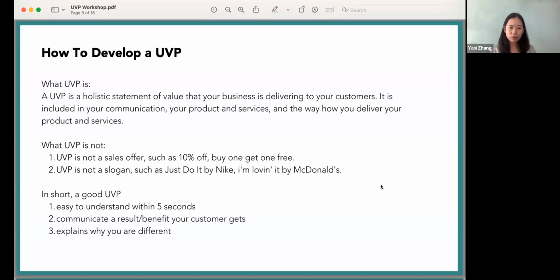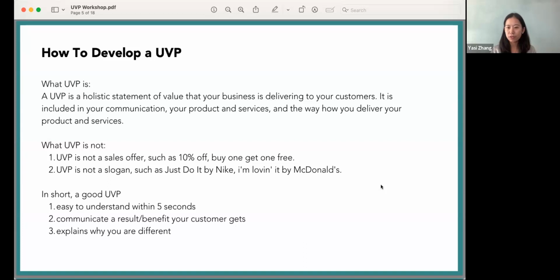So UVP actually is not an offer like 10% off, buy one, get one free. It is also not a slogan. For example, Just Do It by Nike, or I'm Loving It by McDonald's. Okay. And how to evaluate a good UVP? Very simple, 3 criteria. Everybody can understand it within 5 seconds. When I say everybody, it's simple language, no jargon, not complicated or exotic English, or a way of expressing it.